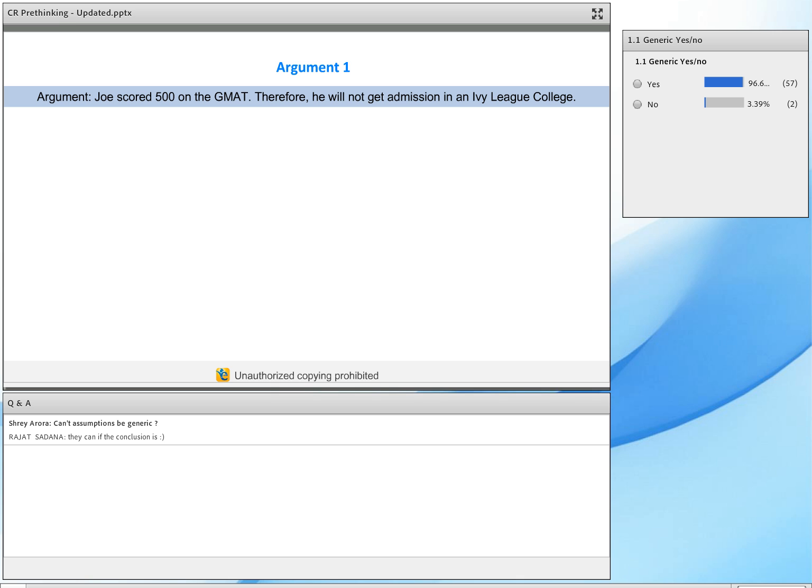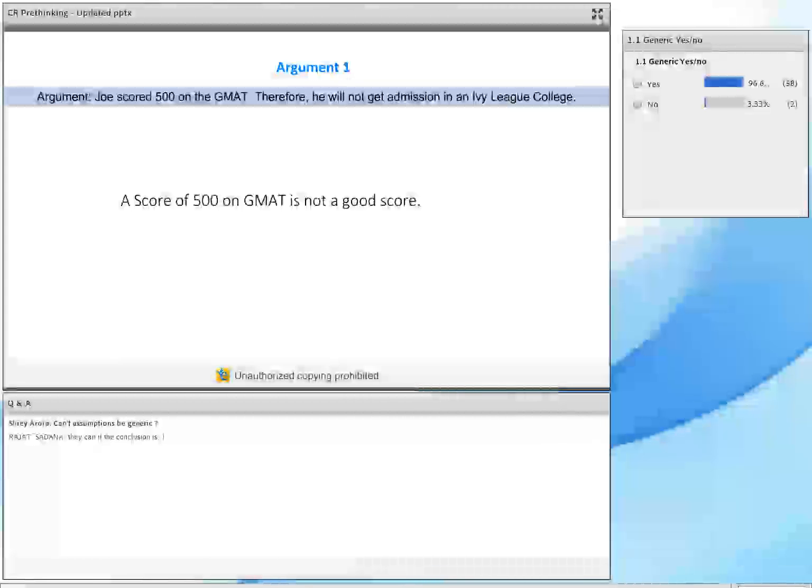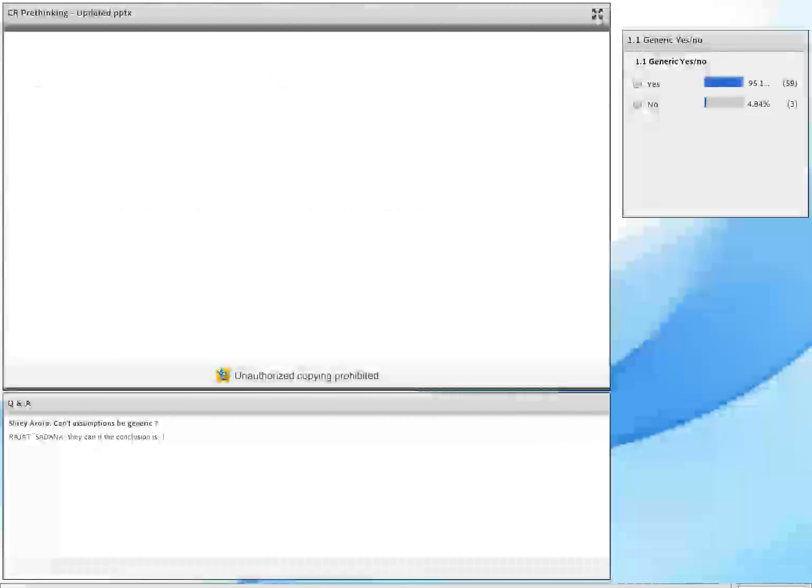Same argument. Joe scored 500 on the GMAT, therefore he will not get admission into an Ivy League college. The answer choice that we are evaluating is: a score of 500 on the GMAT is not a good score. Let's look at this and ask, is this a must be true answer choice for the argument?